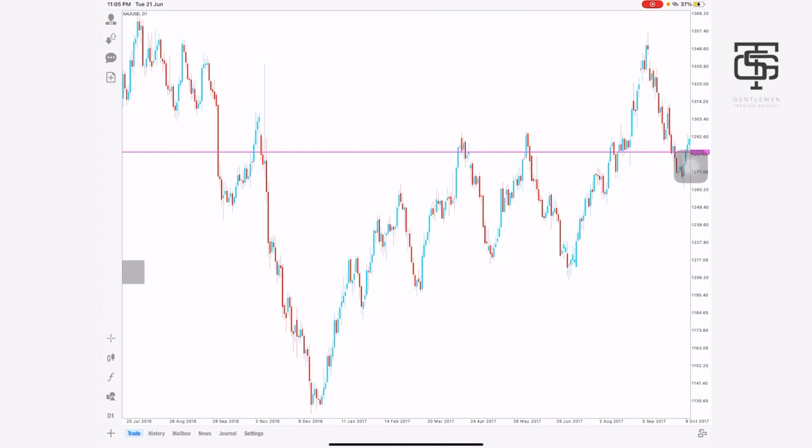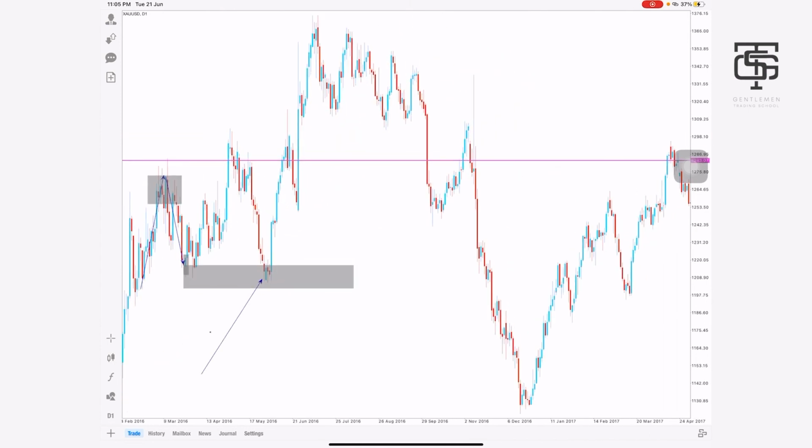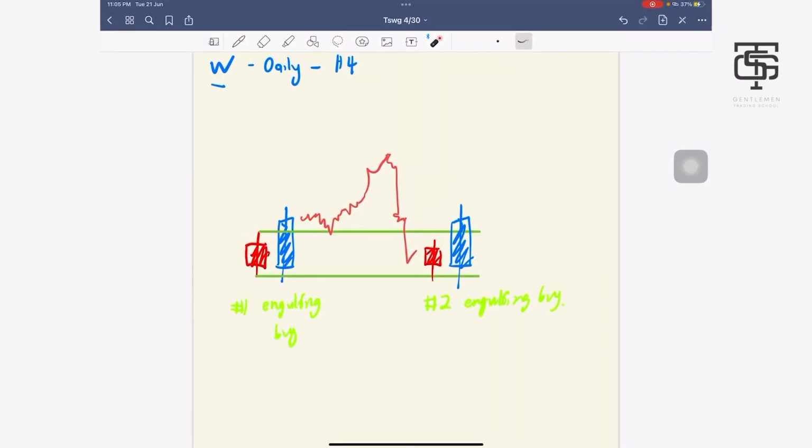Okay guys, so that's about it for this video. I hope you guys have understood how we mark engulfing buy to engulfing buy, and this is just the basics of things.